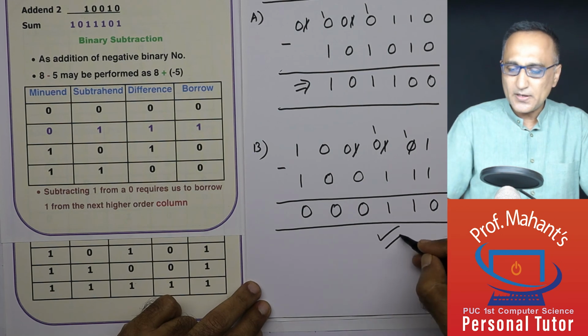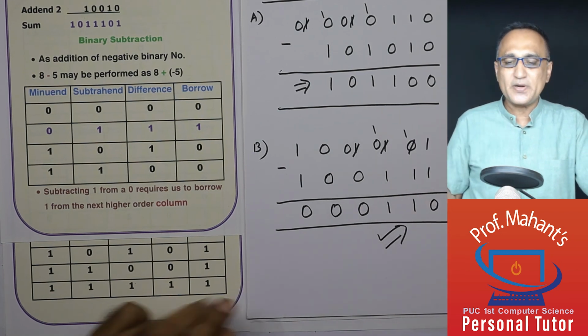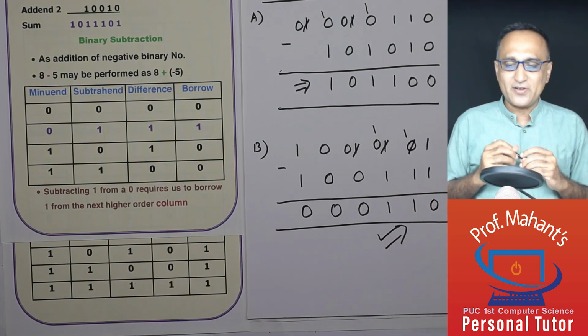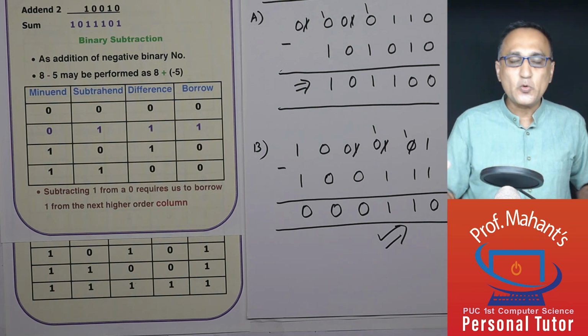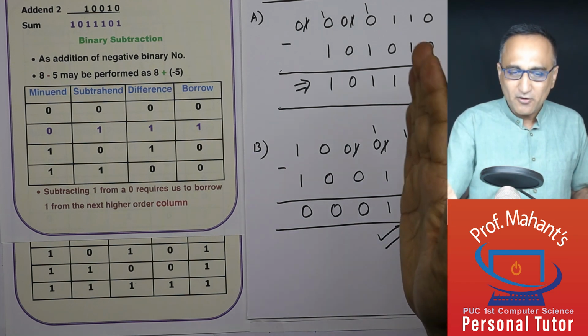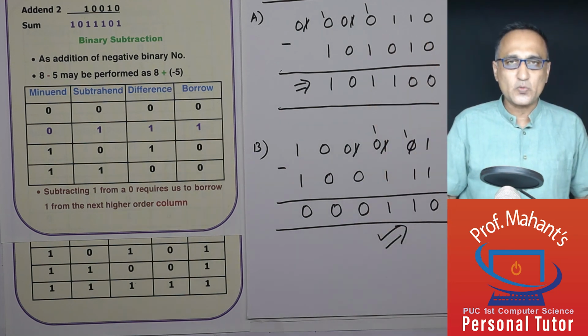You can convert both of these into decimal values and you can verify. But this is how binary subtraction really works. You must do example after example, at least 3 to 4 examples, to get a hang of binary subtraction. Addition is quite simple.